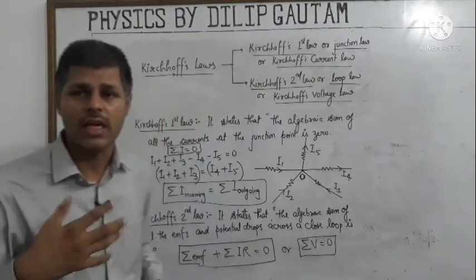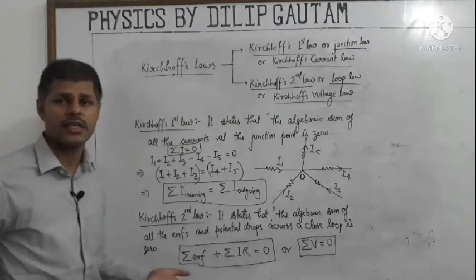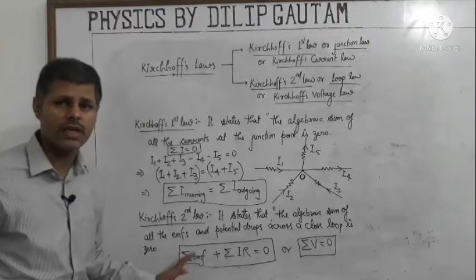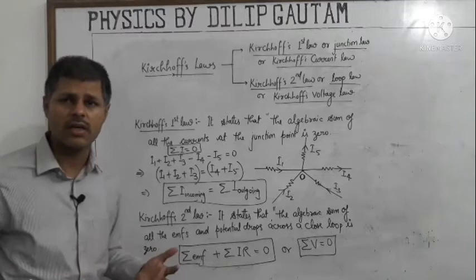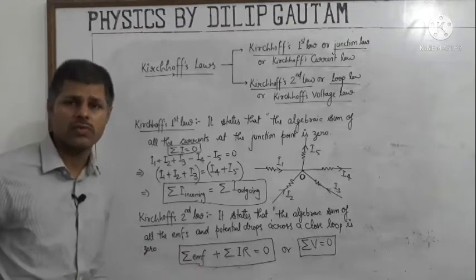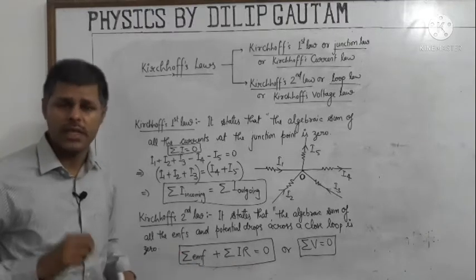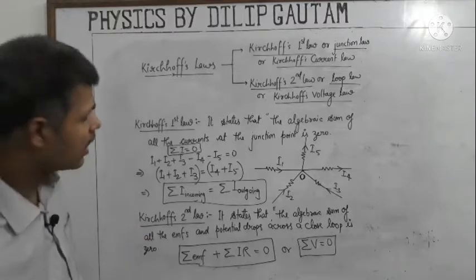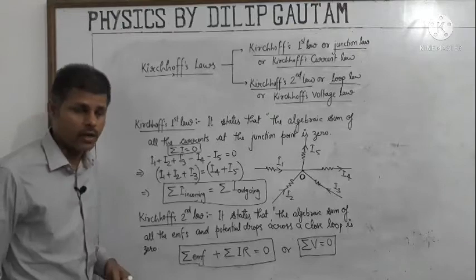In case there is a capacitor or inductor in the circuit, we will consider their voltage also. In general we get the resistances in the closed path apart from the EMF sources. That's why the general statement is sigma EMF plus sigma IR equals 0. Now let's understand how to apply Kirchhoff's second law.